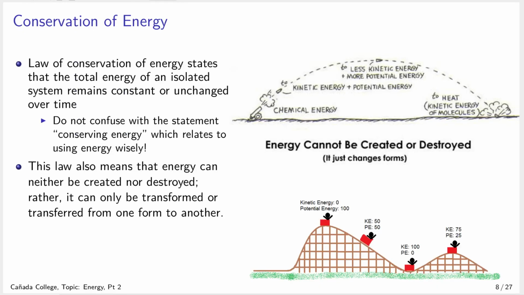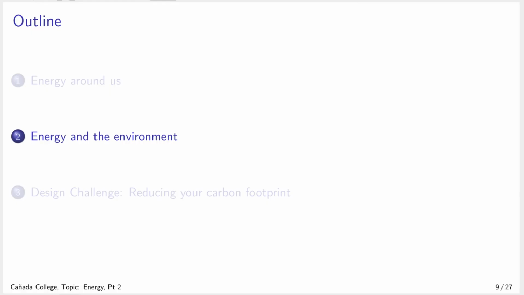Now, because of the fact that energy is conserved, it also naturally lends into the fact that energy can be transferred between different forms, as we saw from the example of the roller coaster being transferred between the kinetic energy and the potential energy as the roller coaster moves through its peaks and valleys.